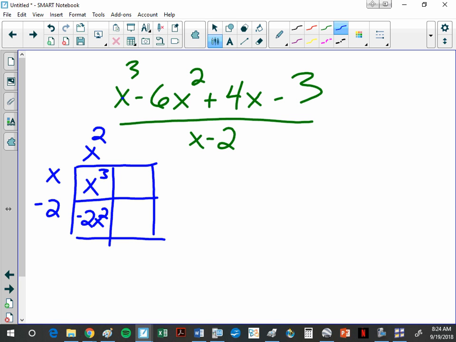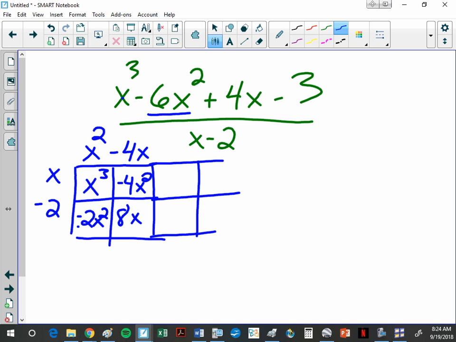And now this block and this block need to add up to be negative 6x squared. So what do I put in that empty space? Negative 4x squared. Then I pull out an x, minus 4x, and that gives me 8x. Add a column. 8x and the empty block need to add up to be 4x. So I need a negative 4x, which gives me negative 4. Negative 4 times negative 2 is 8.